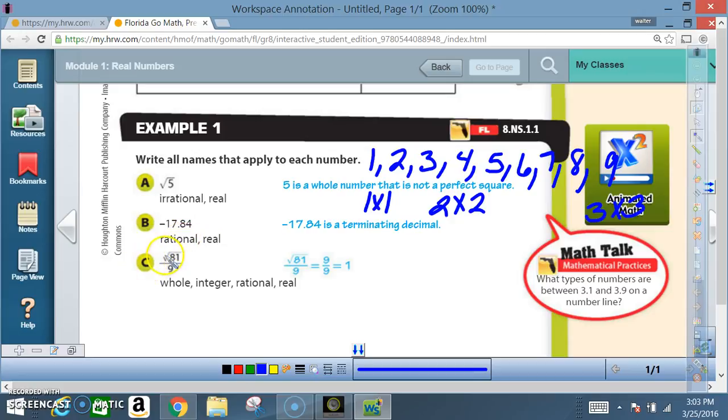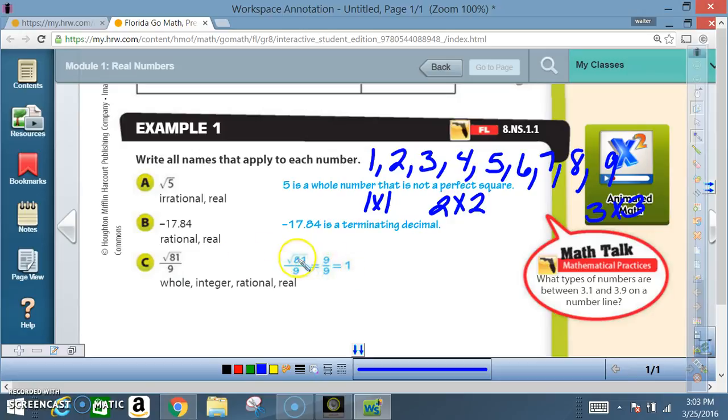Now let's look at C, the square root of 81 over 9. Well, what's the square root of 81? That's going to be 9. You bring the 9 over because it's already 9. 9 divided by 9 is 1. Now once again, the square root of 81 is 9. 9 times 9 will give you 81.